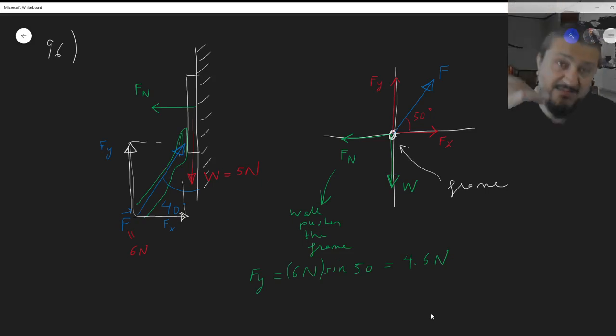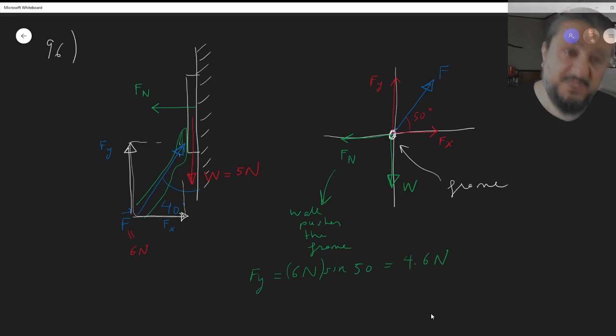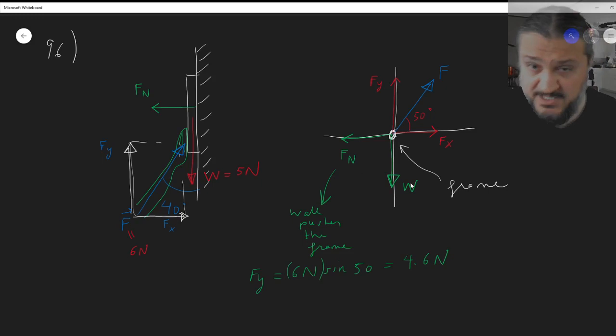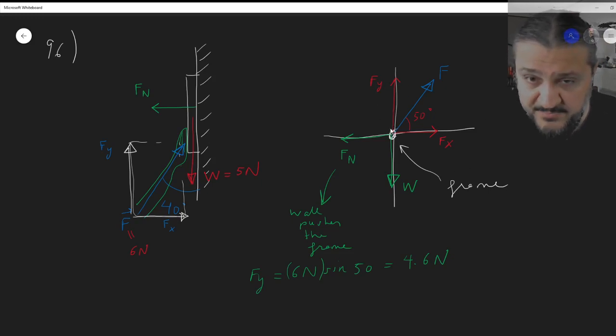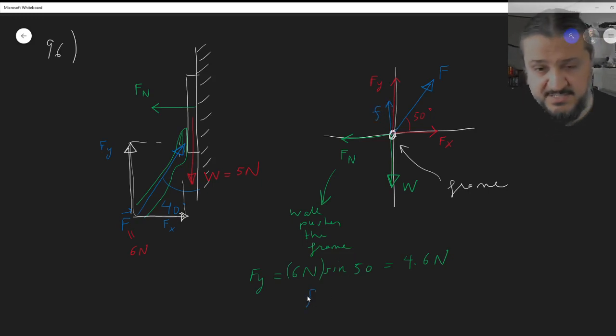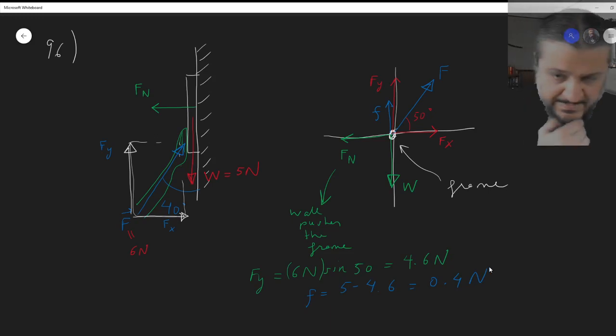But the weight is greater than that. That is 5 newtons, so there's a 0.4 newton difference. And that is from the friction between the frame and the wall. So I'm going to include that in the free body diagram. Let's use blue. An upward force of friction. And friction has to be equal to 5 minus 4.6, equal to 0.4 newtons.